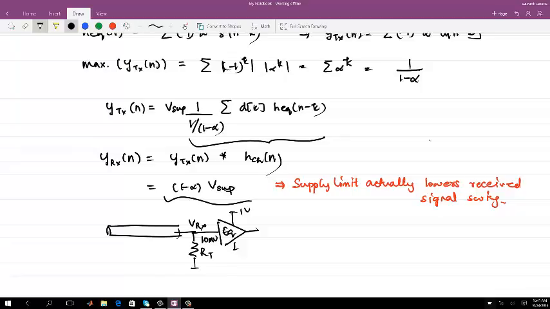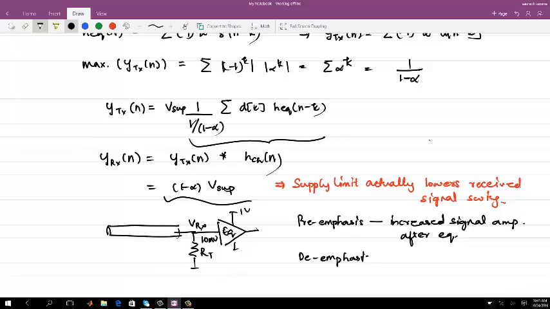Most of the time, when you amplify the whole signal itself, that is called pre-emphasis, which is increased signal amplitude after equalization. Whereas what we do on the transmitter is de-emphasis. Both are equalizing, but you have a decreased signal amplitude.